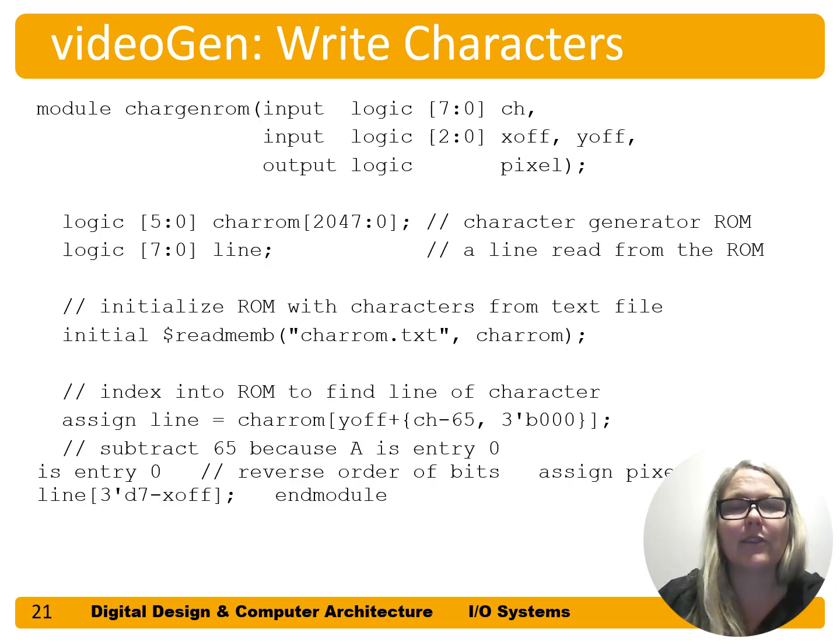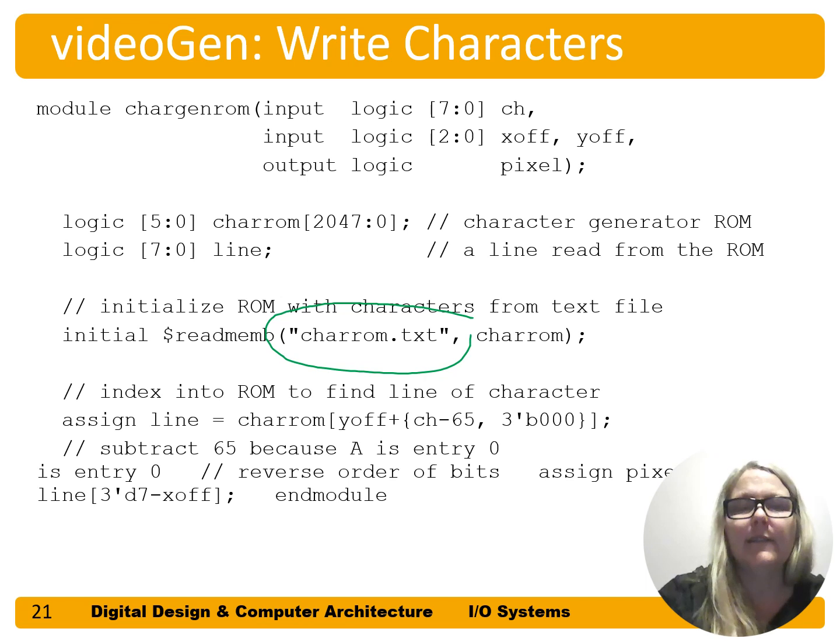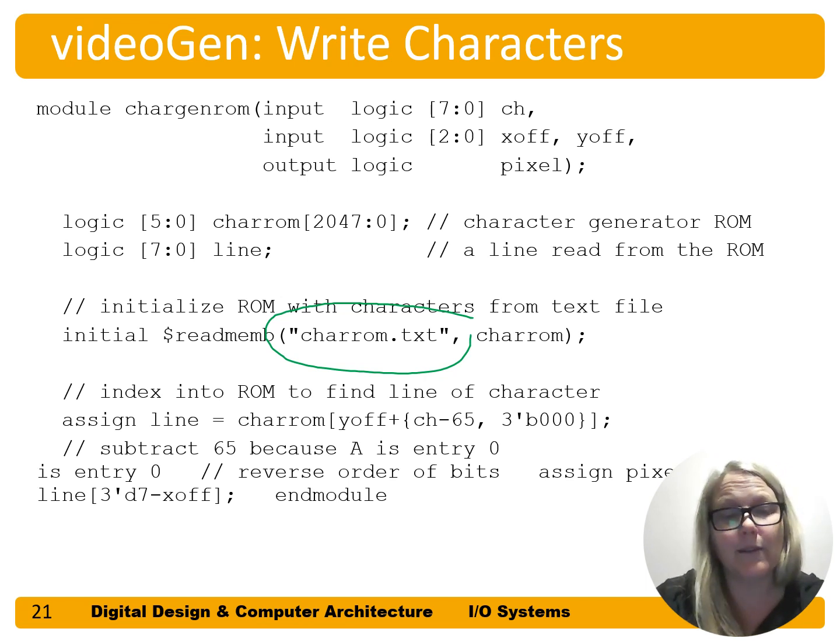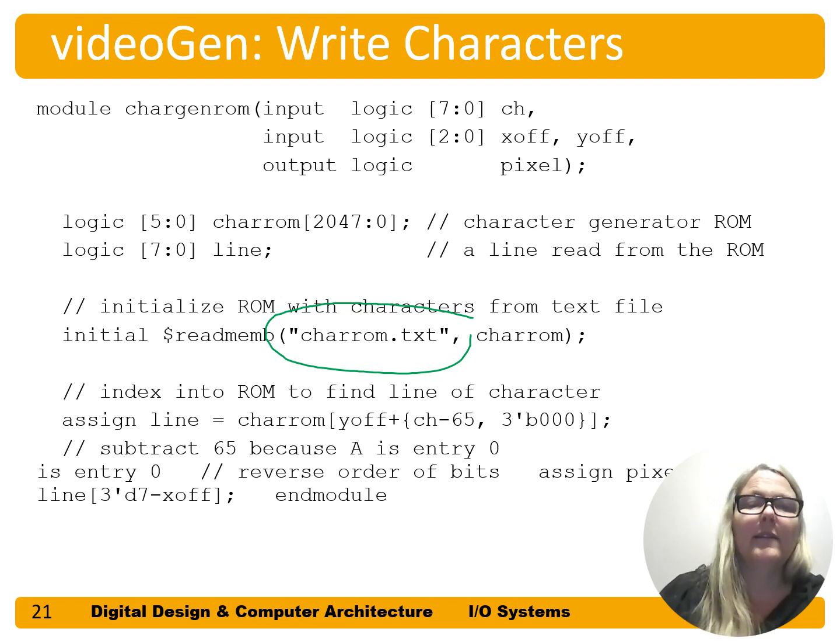And here's the character generation ROM. The main thing is we're going to read this text file. So it's similar to the way we read test vector files, but it's going to read into a memory. So we call it a ROM, a read-only memory. And we're going to read these different values. And so each of the characters is going to be 6 bits wide.